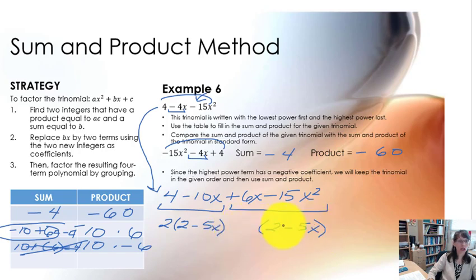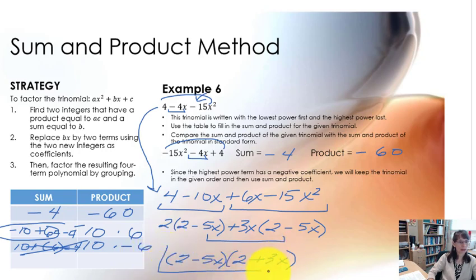To fill in the missing factor, 2 needs to be multiplied by something to match positive 6x. So that should be positive 3x. 3x times 2 matches 6x. And then make sure that 3x times negative 5x will match your last term. And it does. So the final answer will be our common factor, the quantity 2 minus 5x, multiplied by our leftovers, 2 plus 3x, which form the other binomial. So here's our final answer: the quantity of 2 minus 5x times the quantity of 2 plus 3x.